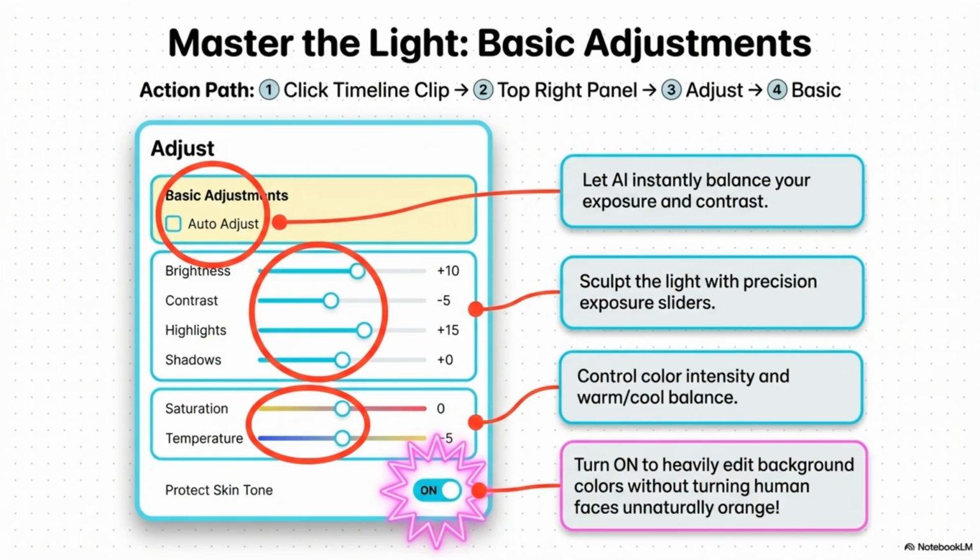Master the light. Basic adjustments. To master the light, click your timeline clip, go to the top right panel, select Adjust, then Basic. You can let AI instantly balance your exposure and contrast by checking Auto Adjust. Sculpt the light with precision exposure sliders: brightness at +10, contrast at -5, highlights at +15, and shadows at +0. Control color intensity and warm/cool balance using saturation and temperature. Always turn on Protect Skin Tone to heavily edit background colors without turning human faces unnaturally orange.